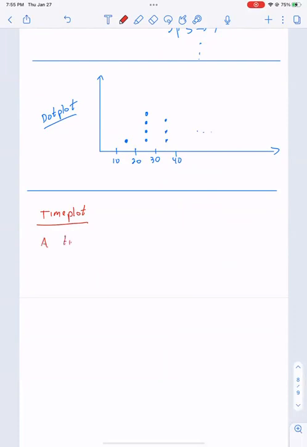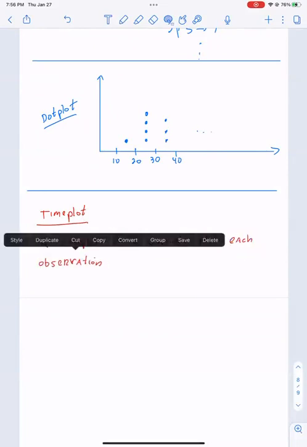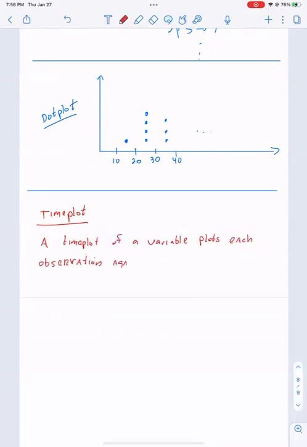So a time plot of a variable plots each observation against the time the variable was measured.